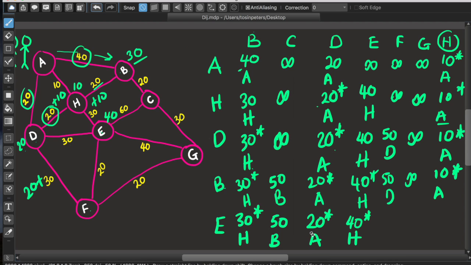E to F is 60. 60 is greater than 50, so we're not going to take that offer. Sorry. E to G is 80. Better than nothing. So this is from E. E to H is 70 because 40 plus 30. Oh, sorry. You know what? We're not accepting that one because 70 is greater than that. So nope. That was my mistake.